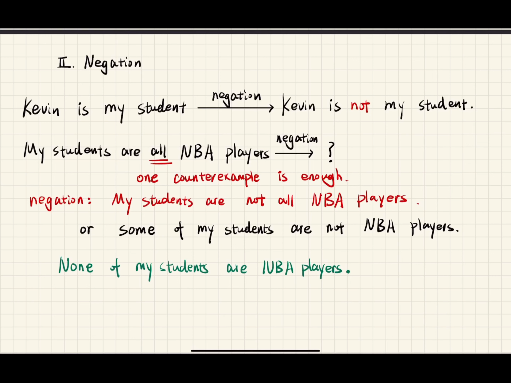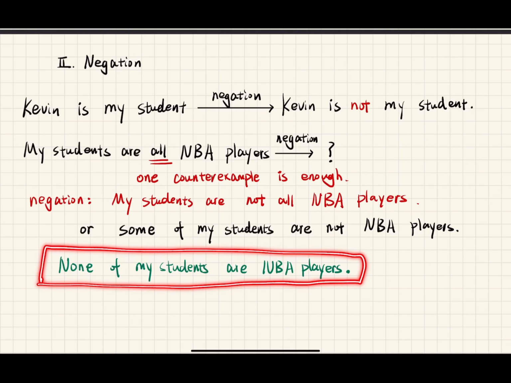So here is another statement, right? What do we say here? We say my students are all NBA players. So probably you will say the negation should be my students are not, or we can say none of my students are NBA players, right?